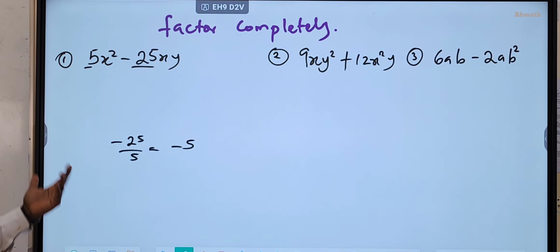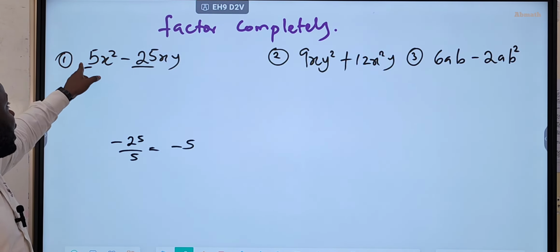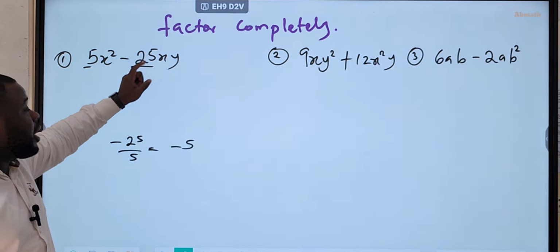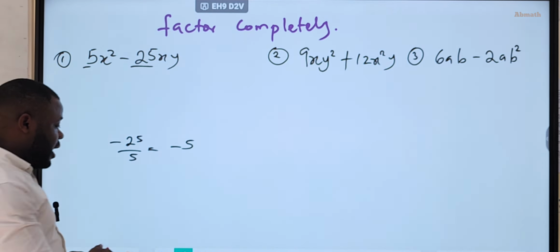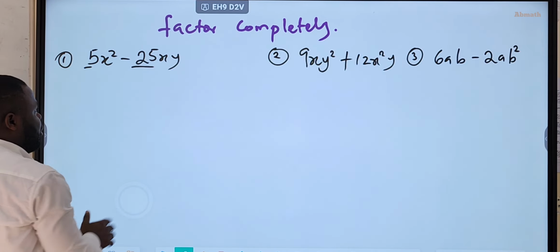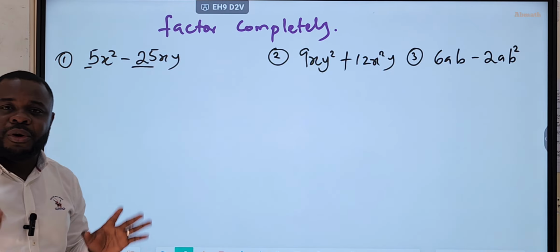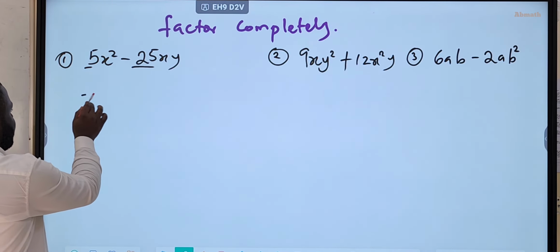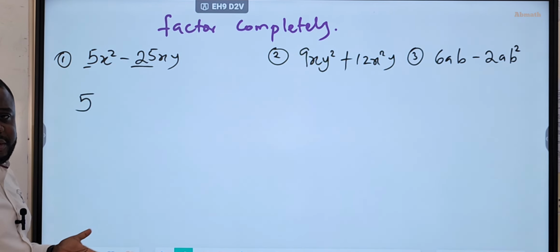All right, so they have 5 in common, but here they don't have negative, but here we have negative. So because of that, we only write what they have in common. And the only thing they have in common is 5. So you write your 5. That is the common factor.